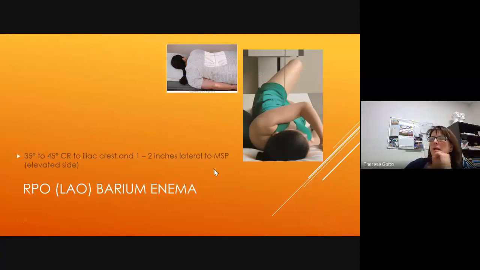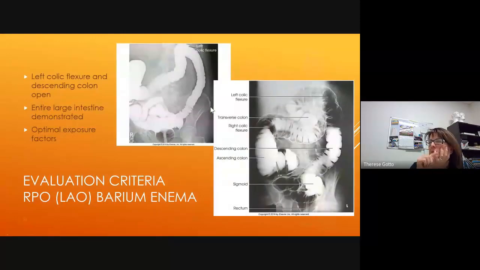Okay, here's another RPO. It also shows an LAO here. Okay. And we are centering on the elevated side. Okay, and here's some pictures. So for the RPO, we're looking at the left colic flexure, the descending colon. Ideally, the entire large colon should be demonstrated. It's going to depend on your patient, okay?